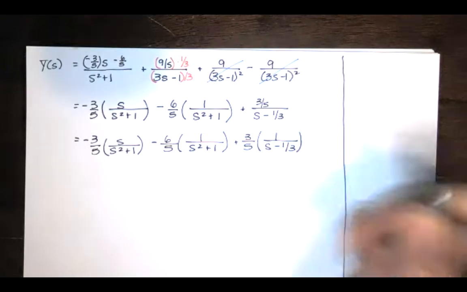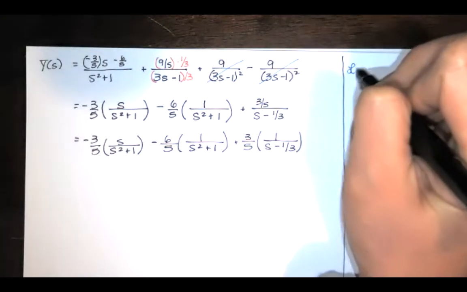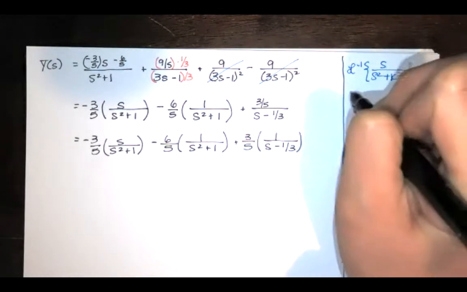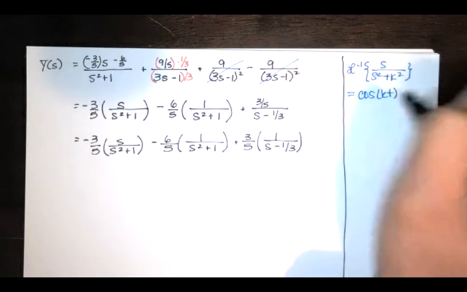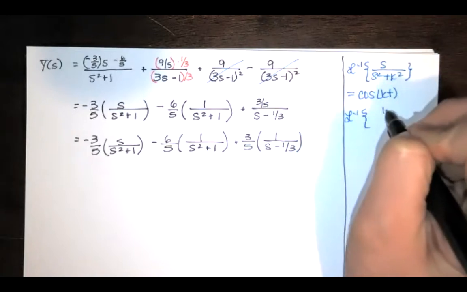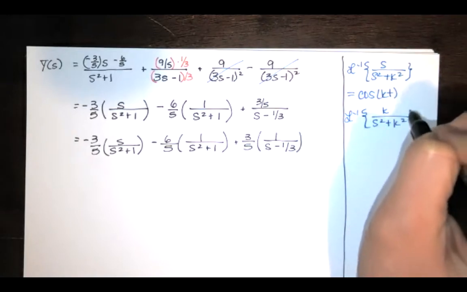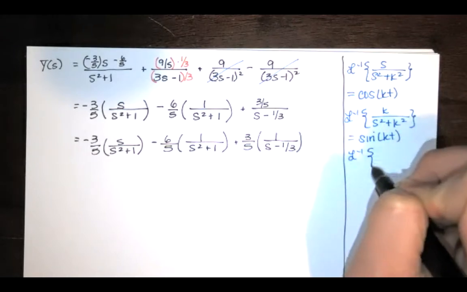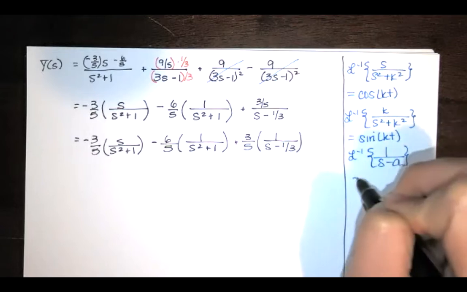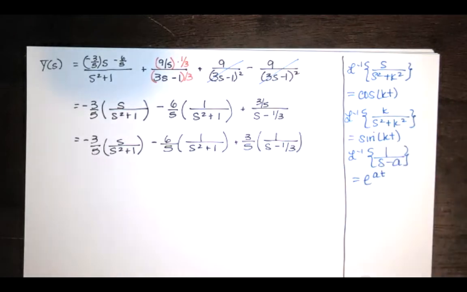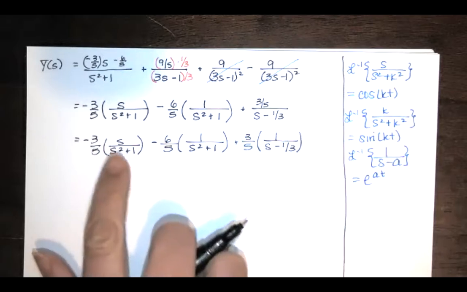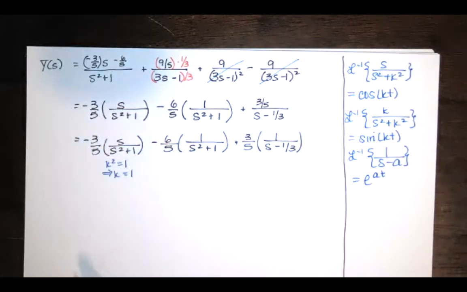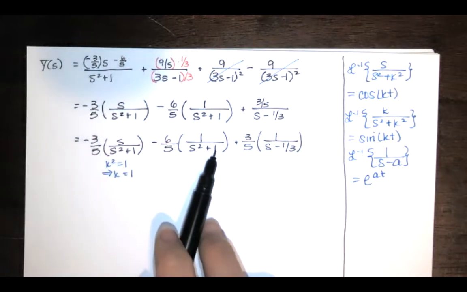Now these match patterns from our table. I've got a pattern for the inverse transform of S over S squared plus K squared. That's cosine of KT. And the inverse transform of K over S squared plus K squared, which turns out to be sine of KT. And the inverse transform of 1 over S minus A, which is e to the AT. So those match those patterns. Here, K squared is 1, so K is equal to 1. And here, K squared is 1.